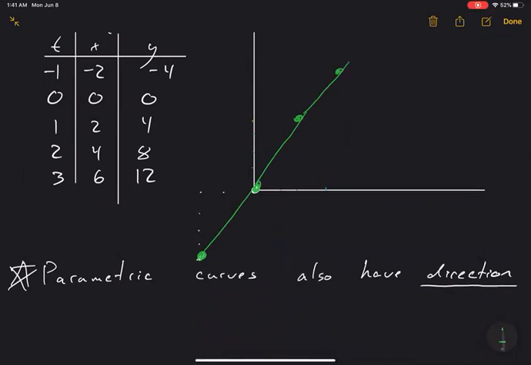Well, as t increases, what's happening? At time 0, or parameter t0, I'm here, right? I'm at this point. And then I increase my time. I go up to t1, and where am I? I'm here. Or actually, it'd be more like somewhere in the middle, right?